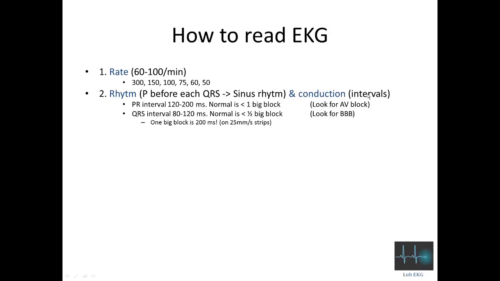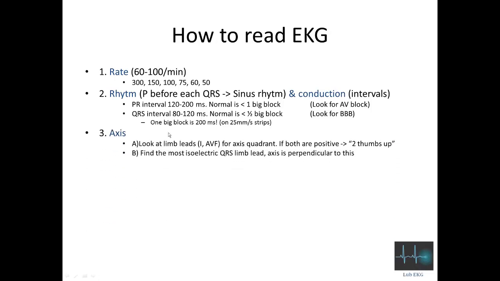Rhythm, just to determine if there's a P before each QRS and it's regular, then it's a sinus rhythm. For conduction, we look at the intervals, PR interval being 120 to 200 milliseconds or less than 1 big block. In case this is prolonged, we are considering AV blocks. QRS interval should be 80 to 120 milliseconds, or normally less than 1 big block. If this is prolonged, we are worried about bundle branch blocks, left or right. Now, 1 big block is 200 milliseconds on 25 mm per second strips. On 50 mm per second strips, we double this, so then 2 big blocks is 200 milliseconds.